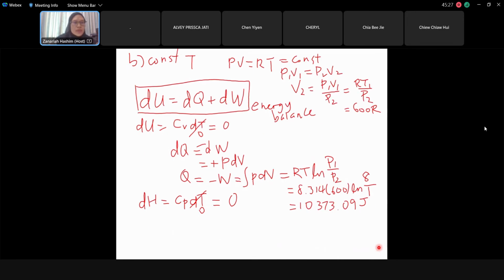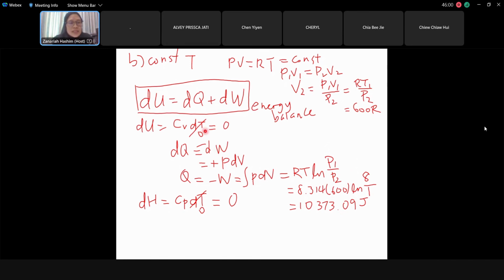The second one is for constant temperature, the isothermal process. Again, you can start with the energy balance. In this case, you have dU equals Cv dT, which is equal to 0. Of course, you can just use the previous equations that I showed you from the textbook. You don't need to derive them yourself from the energy balance, but I like to do it this way because it makes me understand the whole thing better.